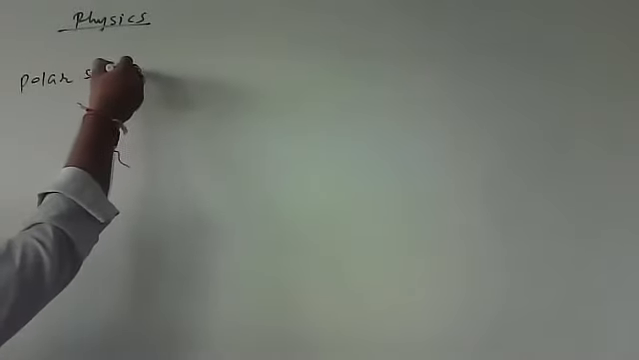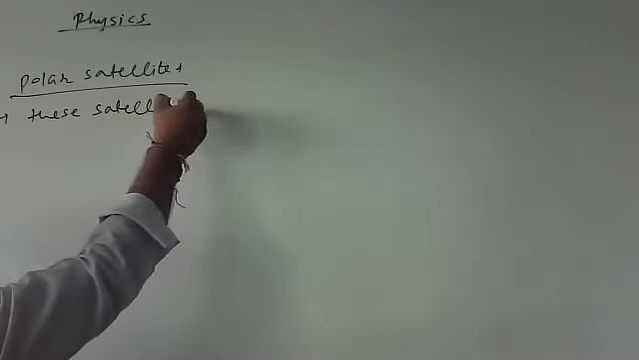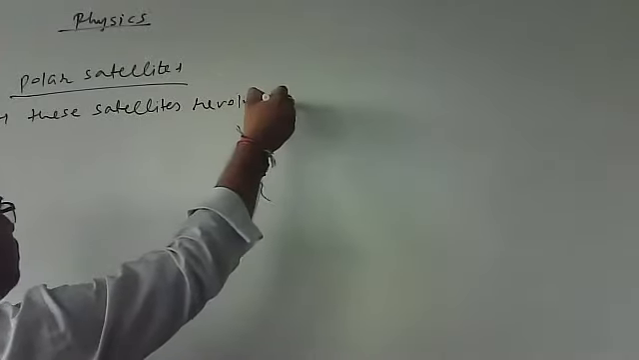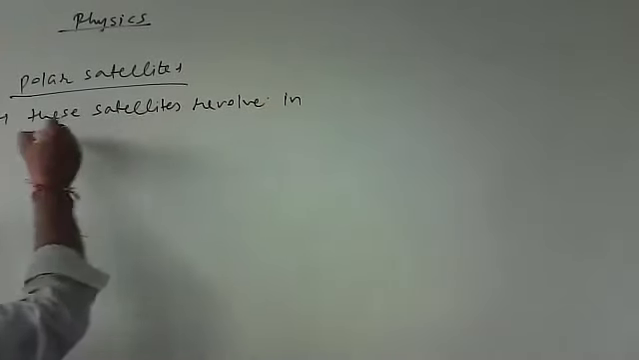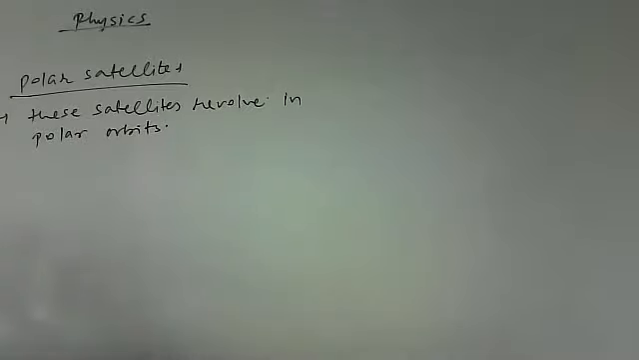Polar satellites. As the name suggests, these satellites revolve in polar orbits around Earth. Now, let it be clear what is the meaning of equatorial orbit and what is the meaning of polar orbit.